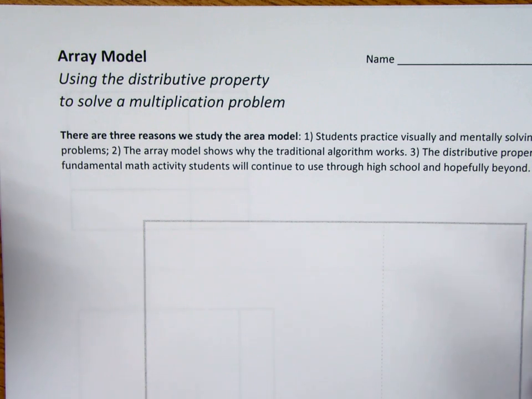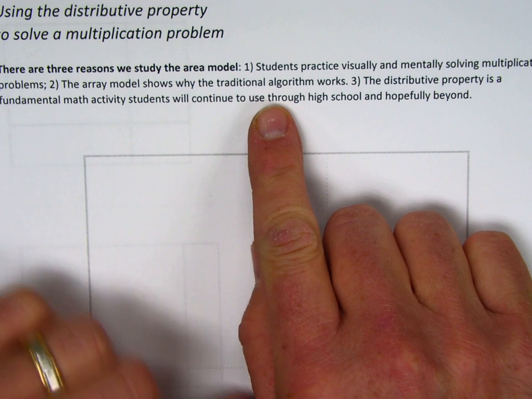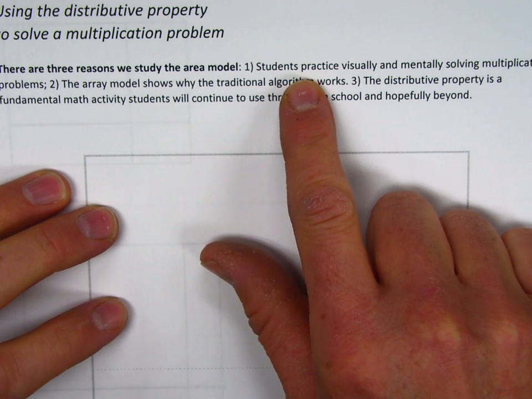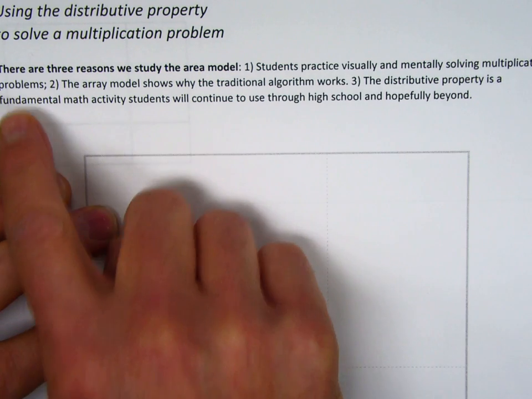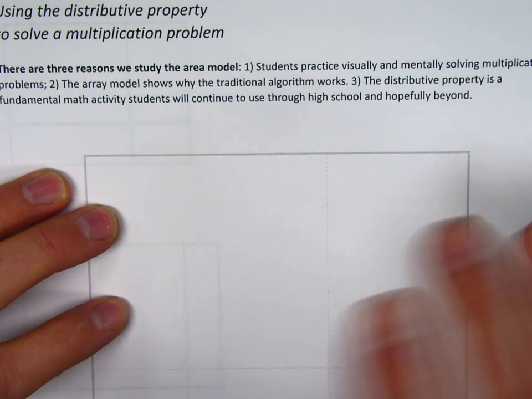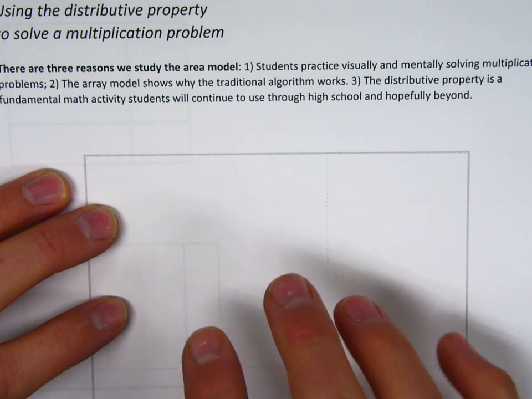solving a multiplication problem. Right in the very beginning, we want to say that there are three reasons why students need to study the array model and why we pick it out. Students need to visually and mentally solve multiplication problems. We want students to be able to think and do math in their heads, and the array model helps them train their mind for that.